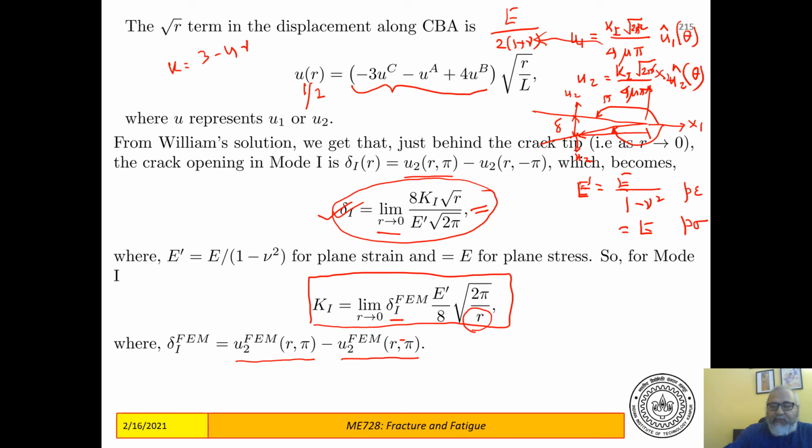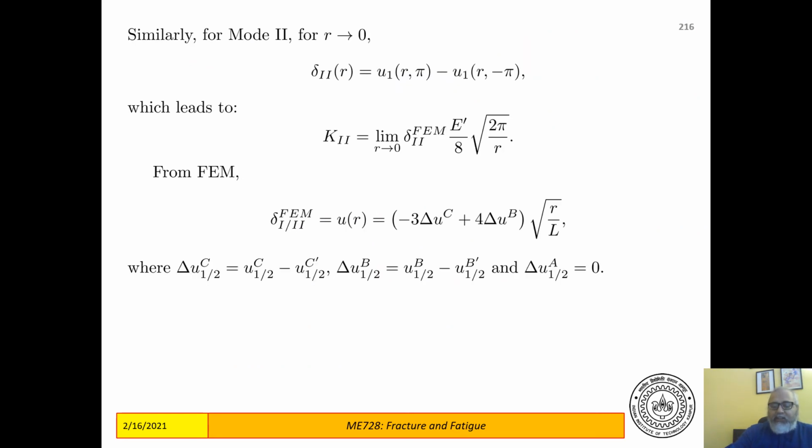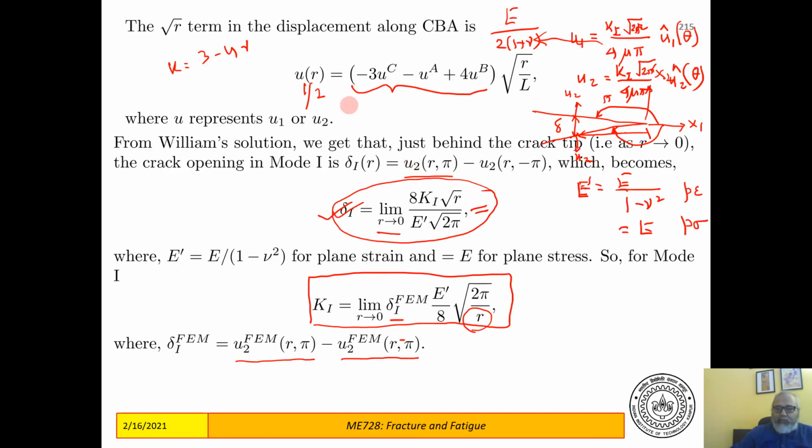If you want to do it for mode 2, then you will calculate delta 2, which is now U1 at R, pi minus U1 at R, minus pi, and it will similarly lead to an expression for K2. You can find K1 and K2 together by taking the difference. So U1 at R, pi at any R and U1 at R, minus pi at any R can be calculated from this interpolation. So U at any R is this.